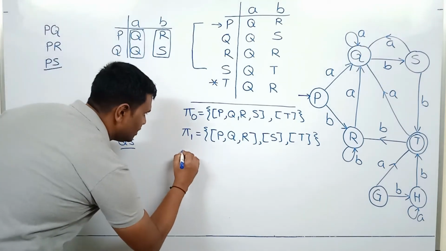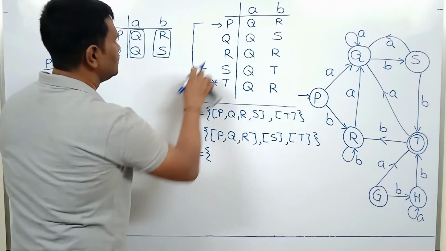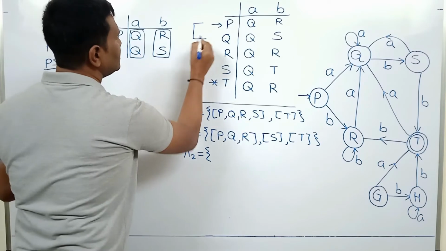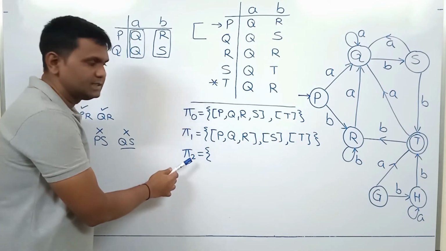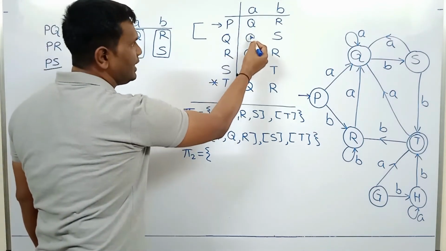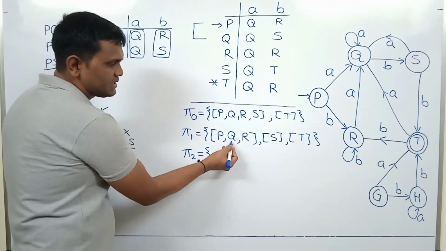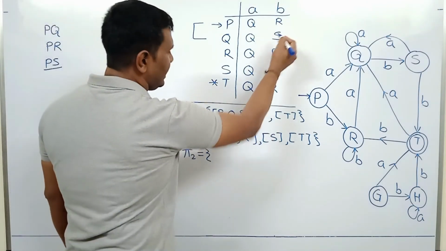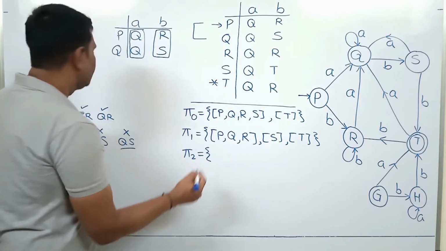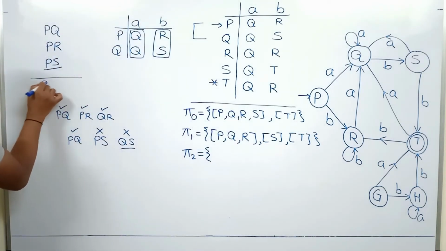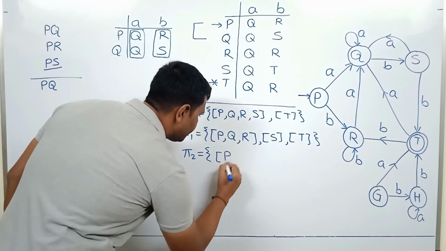Now let's check for two equivalent. Now check P and Q. So again, we are calculating the two equivalent set. We have to check Q and Q whether they are in the same group in the previous equivalent, that is one equivalent. It is the same state, so it must be in the same group. R and S, they are in different groups. So P and Q, they are not two equivalent, so we take them in separate groups.